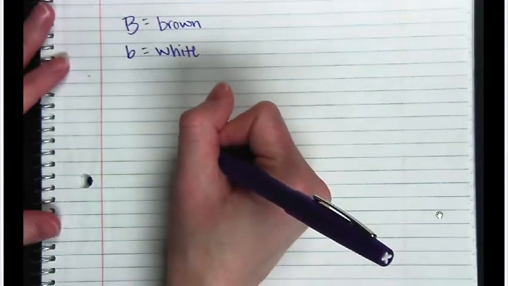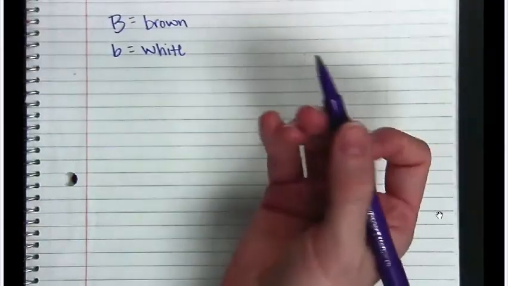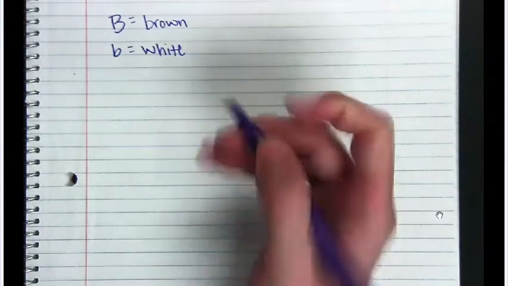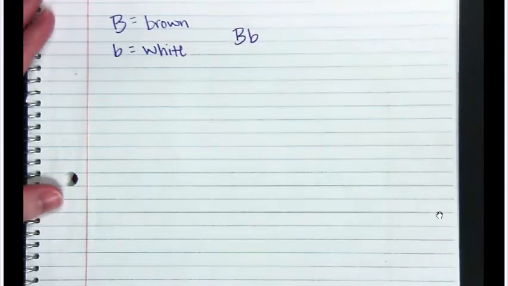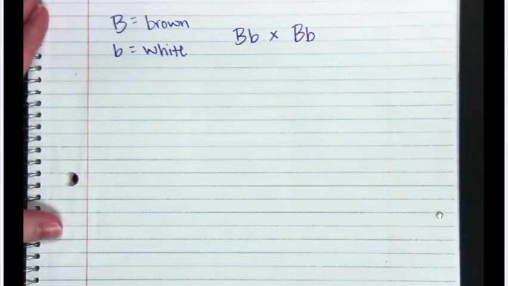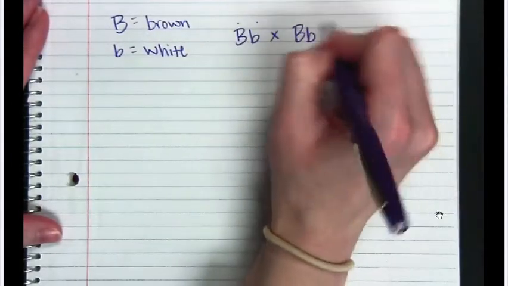Okay, so now let's say that I want to cross two heterozygous rabbits. Remember, heterozygous means that they have two different alleles for the trait. So that would be a big B, little b, crossed with another big B, little b. So heterozygous, we have a dominant allele and a recessive allele for both parents.